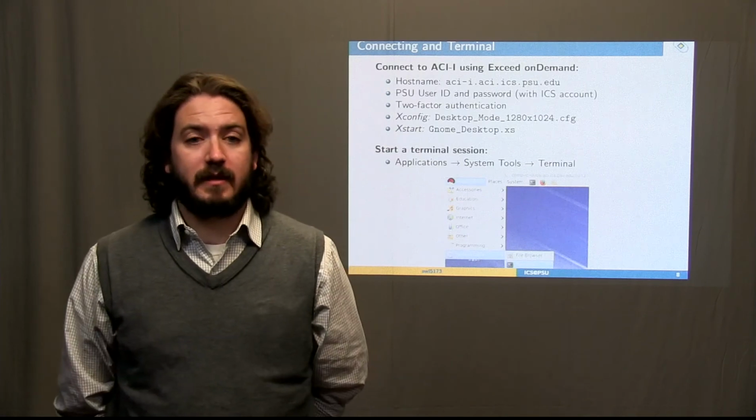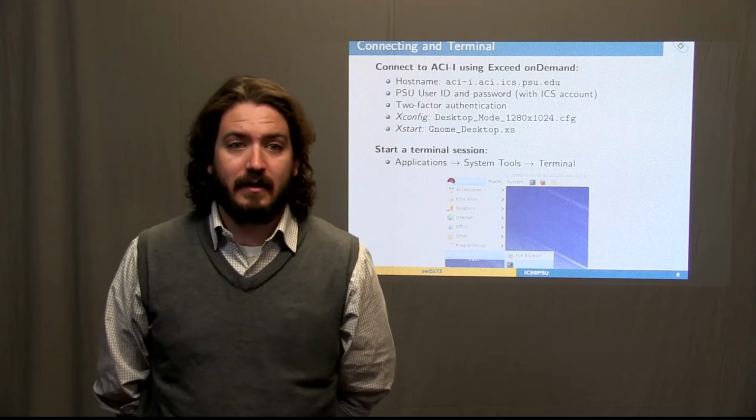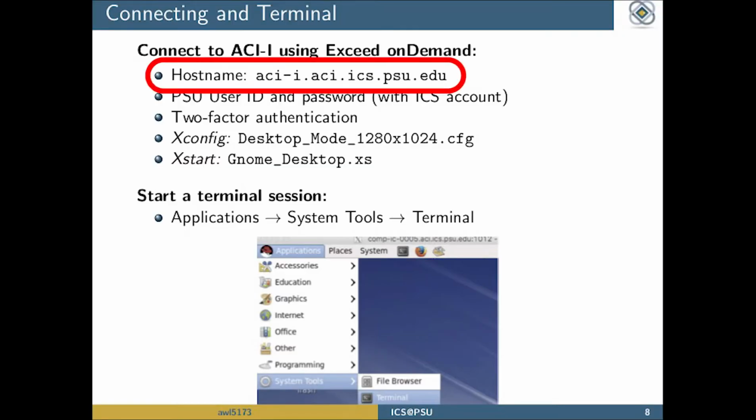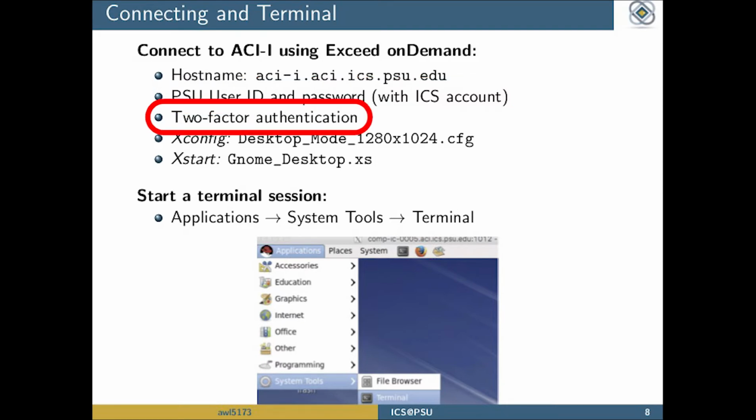All right, so the first thing that we'll need to do is to connect to ACI-I using Exceed on Demand. I've listed the host name here that you'll type in within Exceed on Demand, which is available for download on the ICS website. You'll use your Penn State user ID and password. These work as long as you have an ICS account. And then you'll also use your 2-factor authentication.